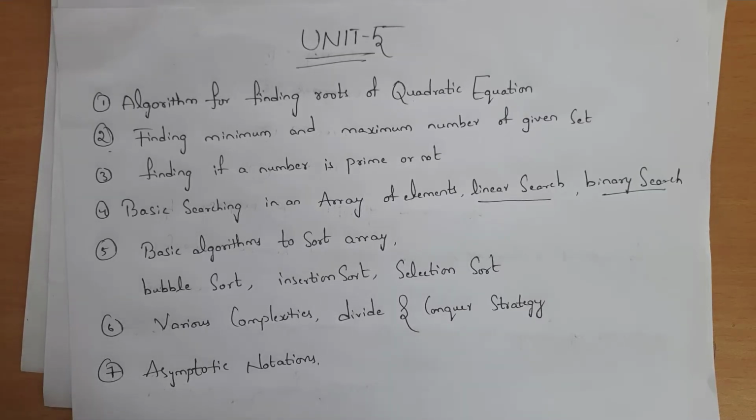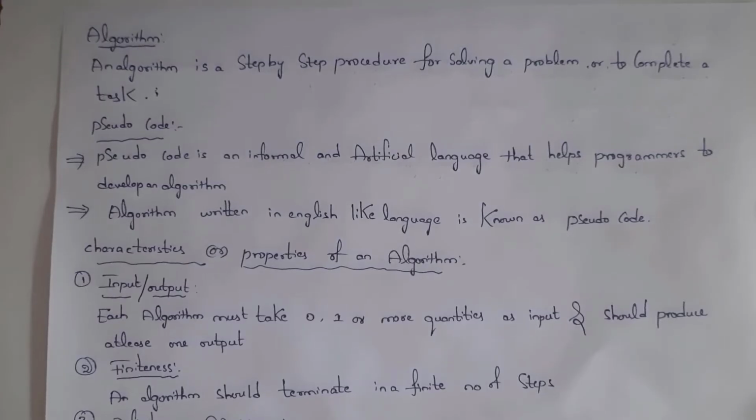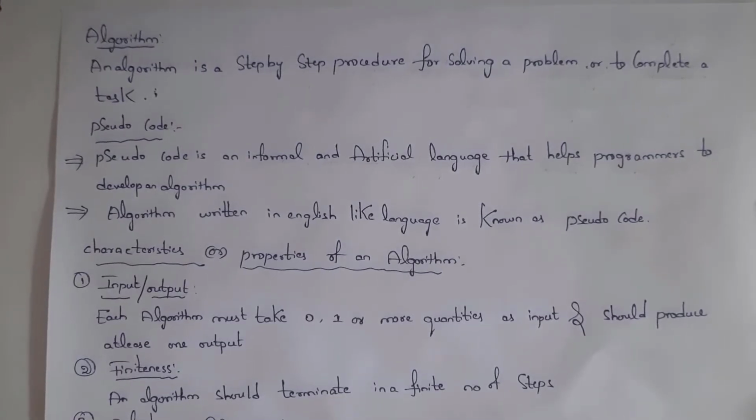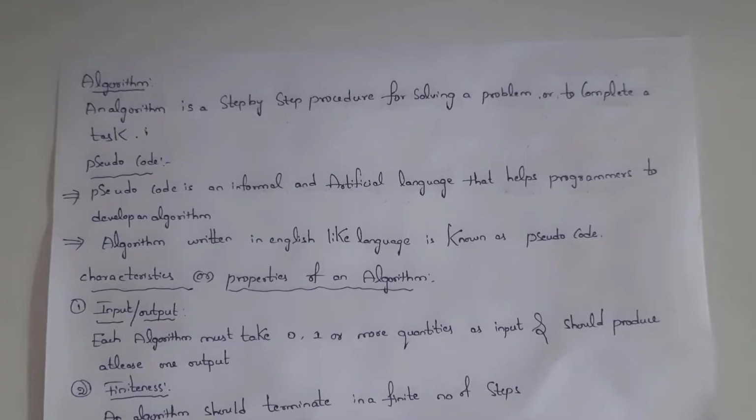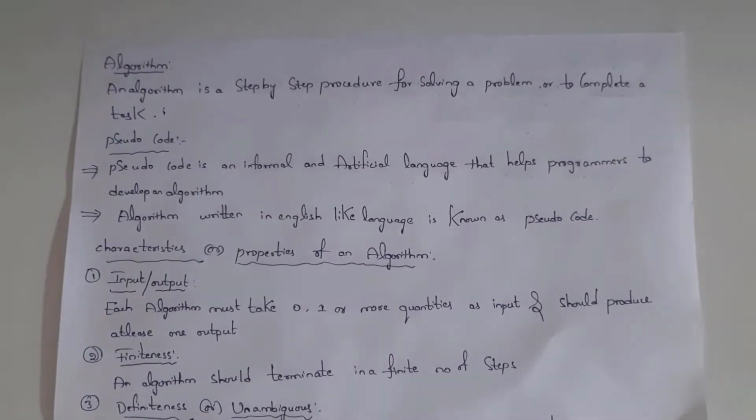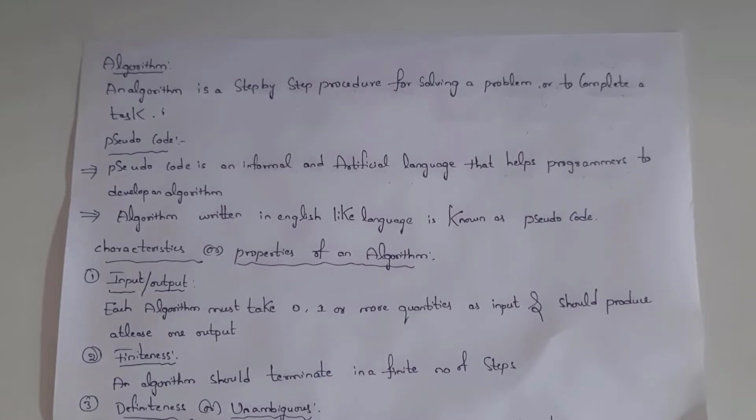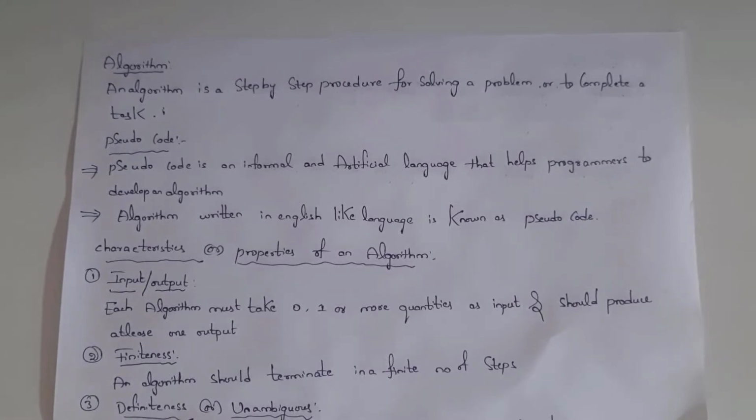Let's get started. At first, I will explain what is an algorithm and what are the characteristics of an algorithm. An algorithm is a step-by-step procedure to complete a task. It is not like you are using algorithms only in computers. You are also using algorithms in your real life.